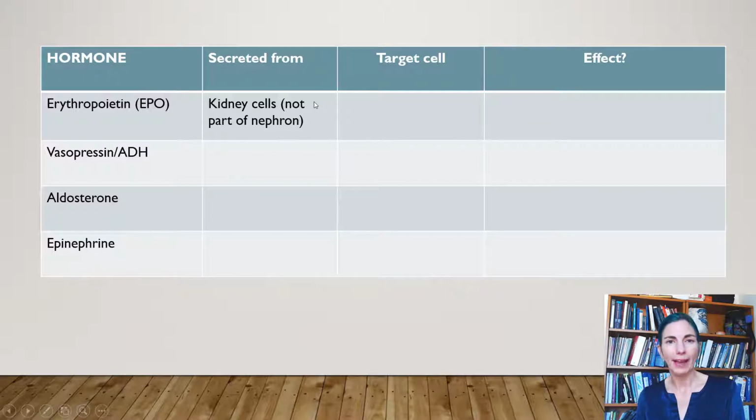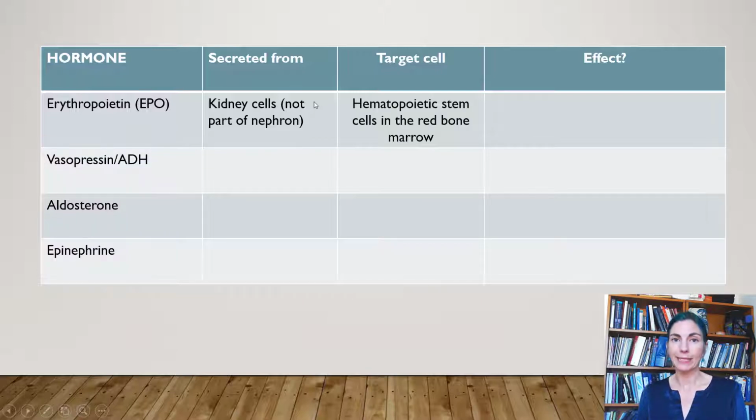Well, how do you do that? Well, you go after the stem cells that make red blood cells and you tell them, hey, divide and differentiate into erythrocytes, which are red blood cells. So what cells do that? These are the multipotent stem cells called hematopoietic stem cells that are concentrated in the red bone marrow of adults. So now you might say, oh, okay, great. I know the effect is to make more red blood cells.